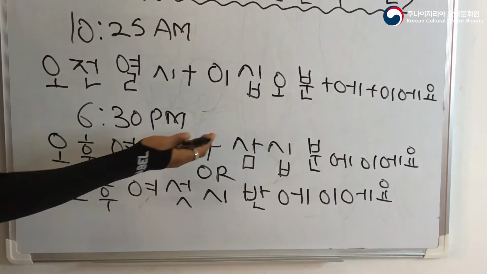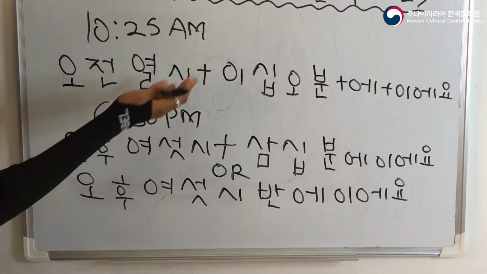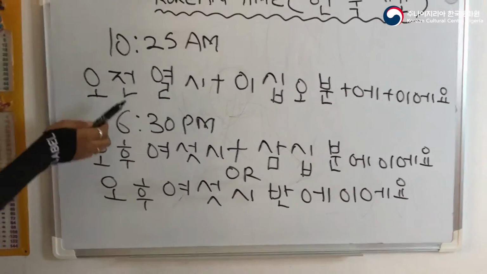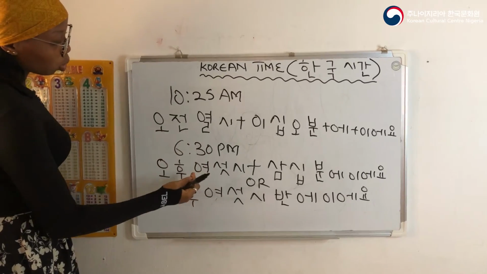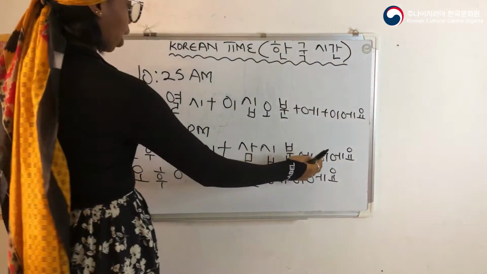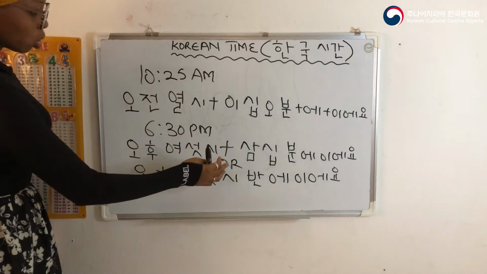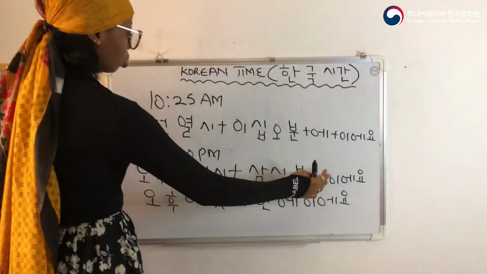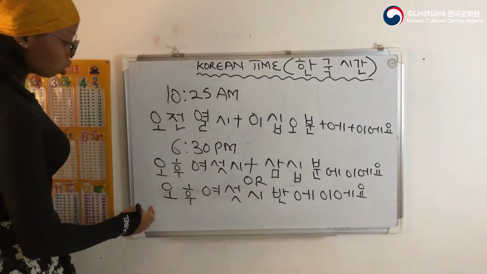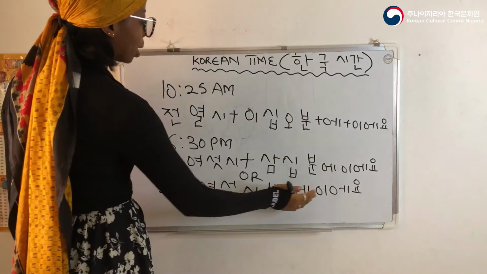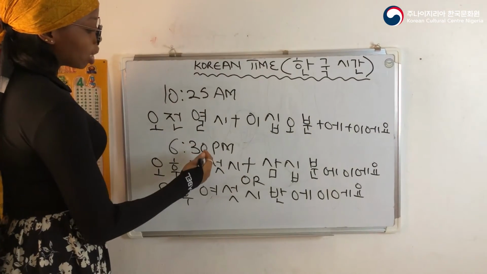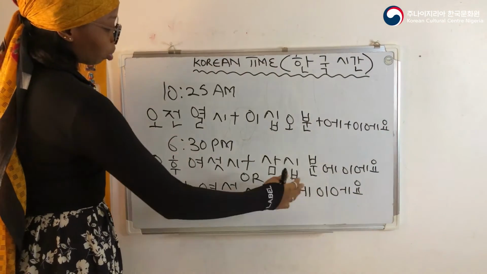Here too, we did the same thing. It was PM, used 6:30 PM as an example, and then the Ohu came first, which represents the PM. The Yeoseotshi came next, which is the native number and the hour, plus the Samshibbun, the e and ieyo. Now, we also said that if you don't want to make use of the bun, that's if the minute is half past, then you make use of the Ohu, Yeoseotshi, ban, ieyo. Now, the ban has replaced the Sino number, and also replaced the bun that's supposed to be there.